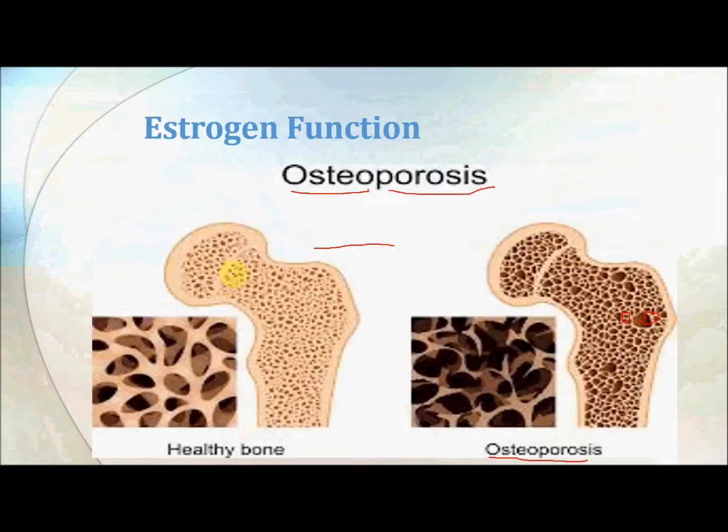It's a cycle, it's normal. However, when estrogen increases, it gives a healthy bone. And if estrogen falls in the level of blood, the bone would shift to this picture we have, which is osteoporosis. The osteoclast starts to degrade bone more than the osteoblast forms it again.